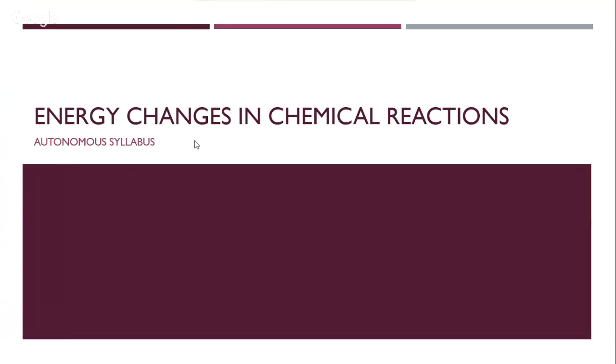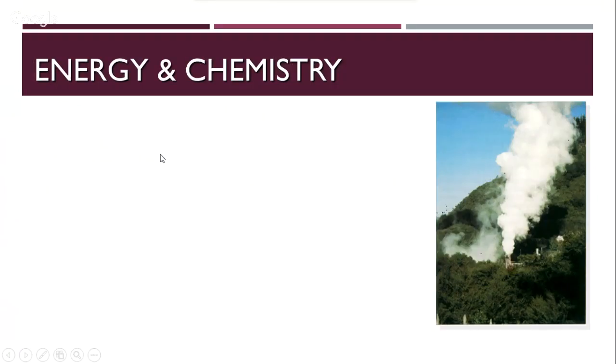Now, this chapter specifically deals with what it really means to have an energy change in a chemical reaction, and how it affects the enthalpies or energies of the reactants and products. So let's go step by step. Firstly, let's understand how chemistry and energy are related.